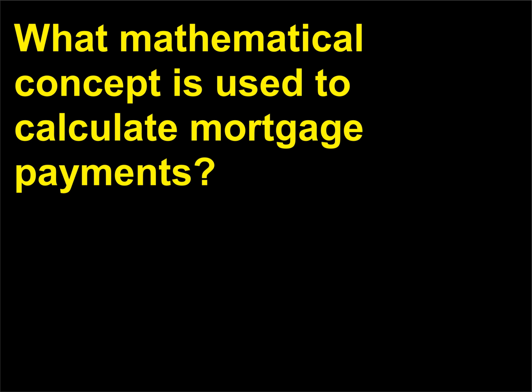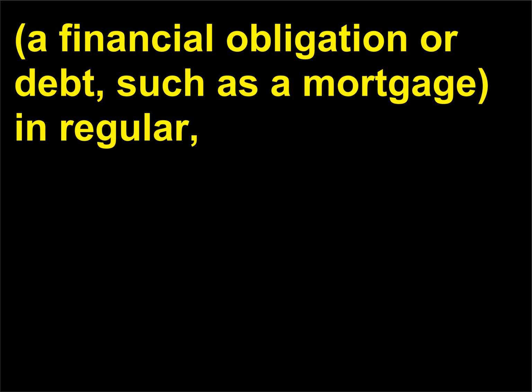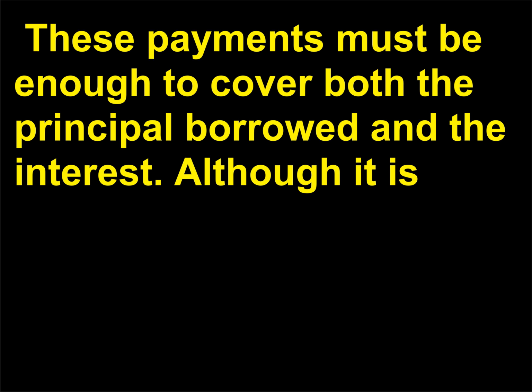What mathematical concept is used to calculate mortgage payments? In most cases, a mortgage is based on amortization, which is the gradual elimination of a liability, a financial obligation or debt, such as a mortgage, in regular, fixed, systematic payments, such as monthly, over a specific period of time. These payments must be enough to cover both the principal borrowed and the interest.